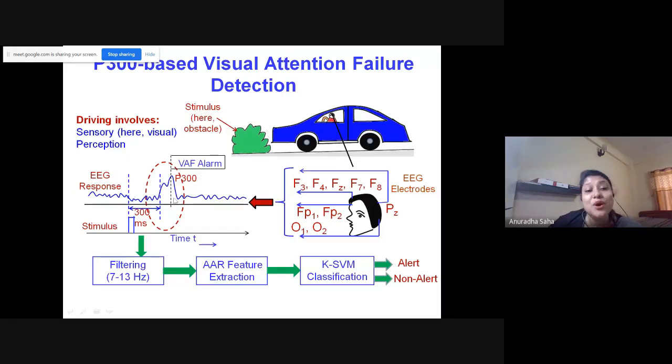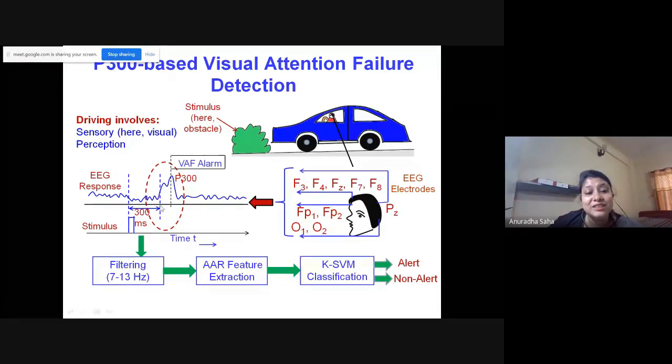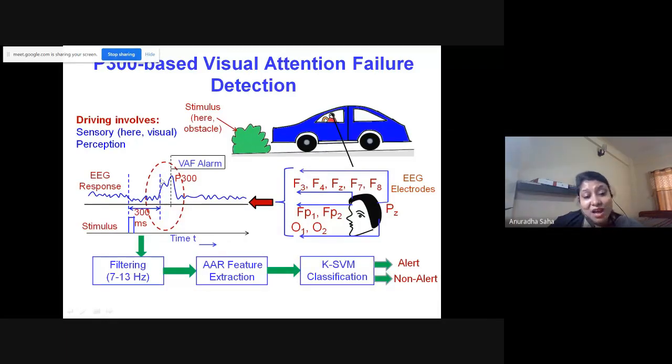If we do not get it, then after around 300 milliseconds we need to generate one alarm, which we term the visual attention failure alarm, so that we can let the driver know that you are not visually alert, so you are missing something, or a very relevant change in the dynamic environment.